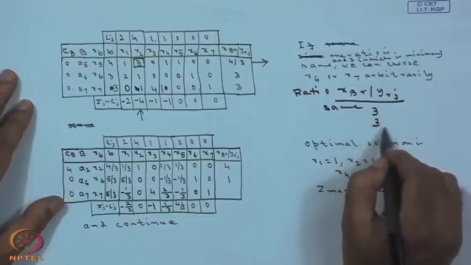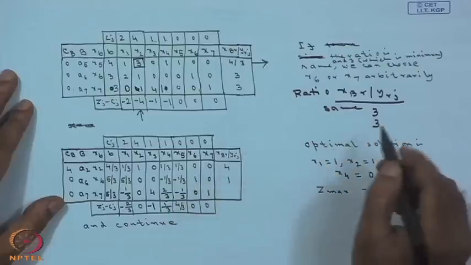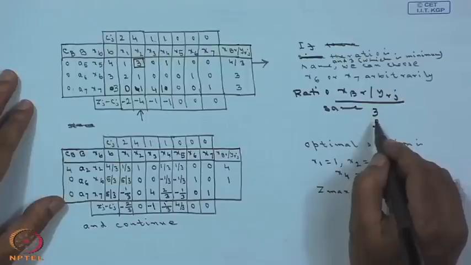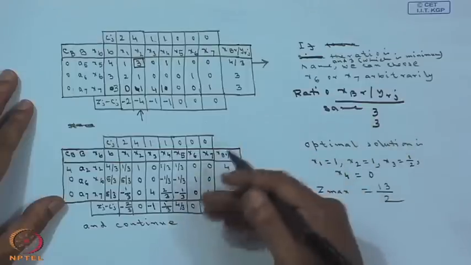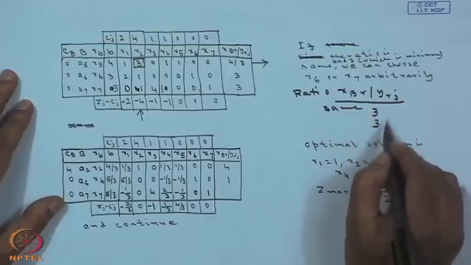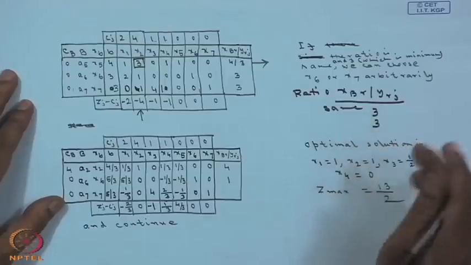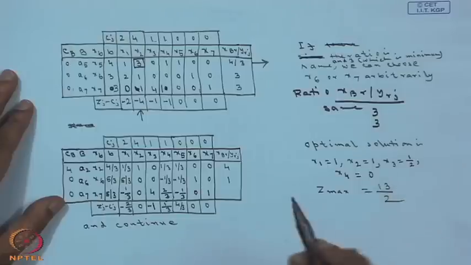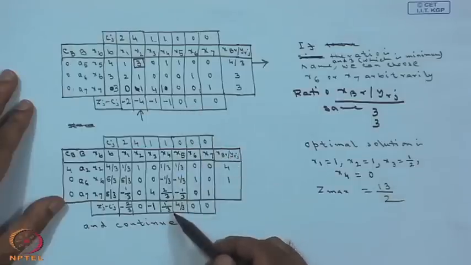One case is you can take any one of these two and proceed to the next simplex table. The other case may be that once it is equal, the solution you obtain in the subsequent simplex table is degenerate. This degeneracy case will appear whenever you have equality in the ratio. We will discuss this degeneracy case afterwards. And then you form the subsequent tables.